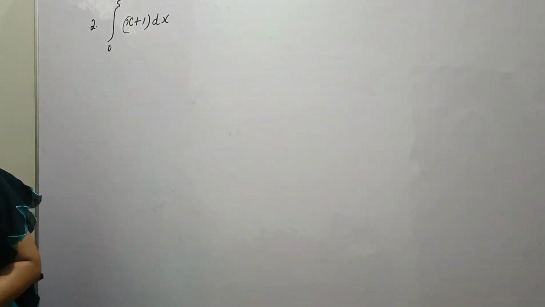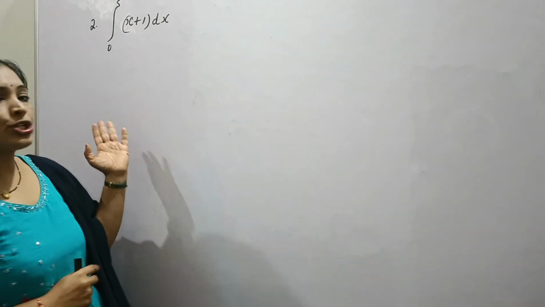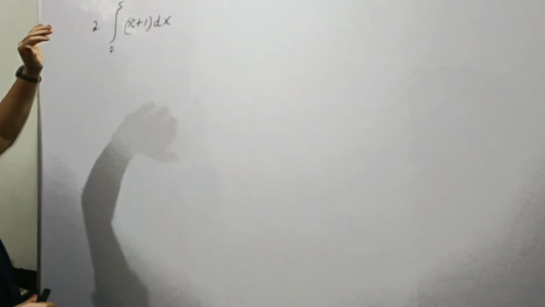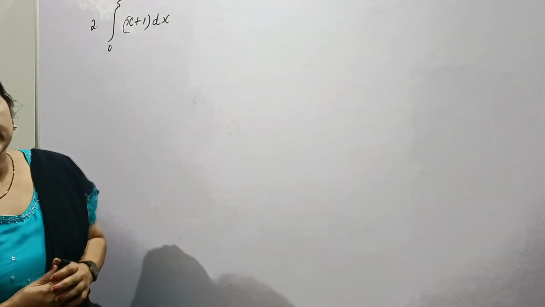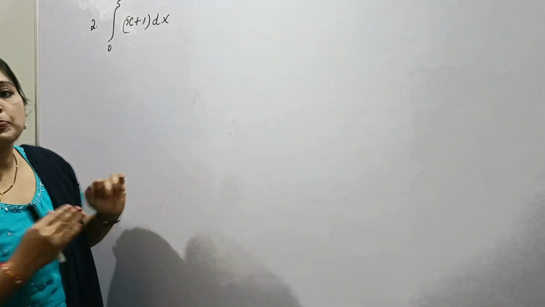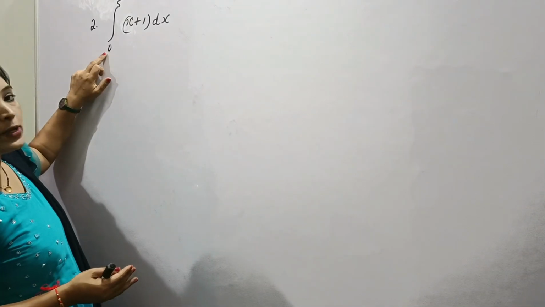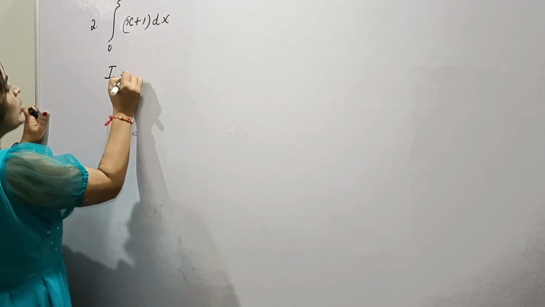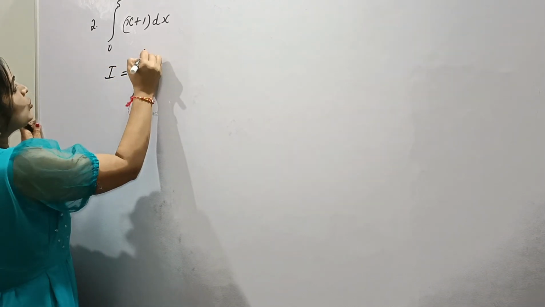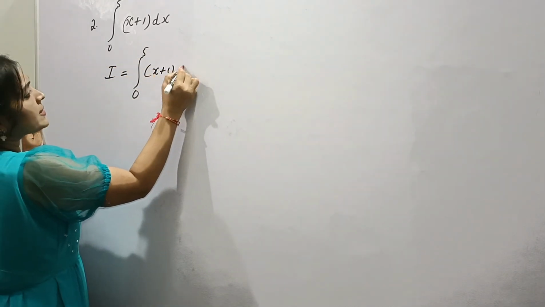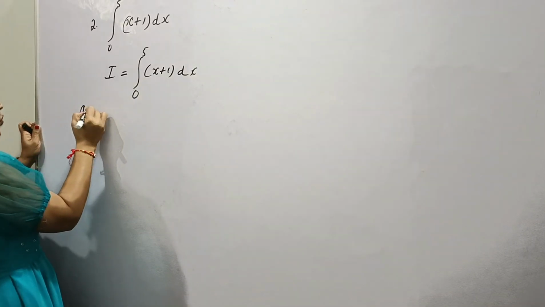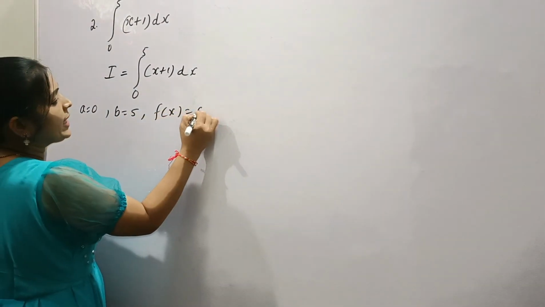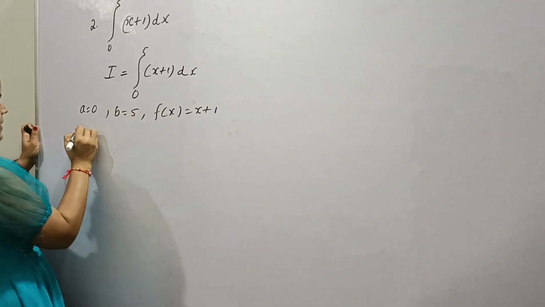Now let's go through exercise 7.8. First question we have already done. Second question, evaluate integral 0 to 5 x plus 1 dx. Here given function is x plus 1 and a is equal to 0, b is equal to 5. Let's write, given integral is I is equal to integral 0 to 5 x plus 1 dx. Here a is equal to 0, b is equal to 5, f of x is equal to x plus 1.